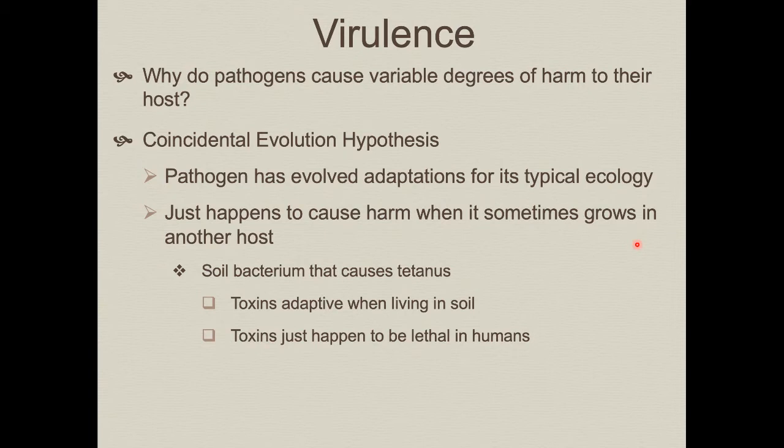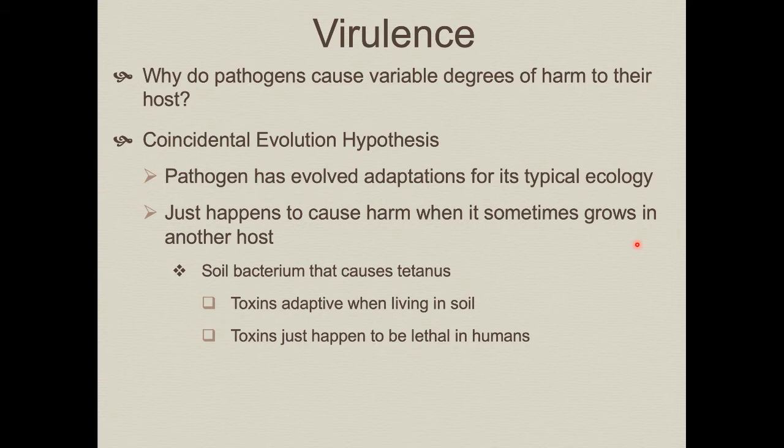So why is there variable virulence? And remember, virulence is a measure of how fast some infectious particle, either a virus or a bacterium, is growing. And the faster they reproduce, typically, the worse it is for the health of the host. So we're going to talk about a variety of hypotheses that address this question. The first is called the coincidental evolution hypothesis.